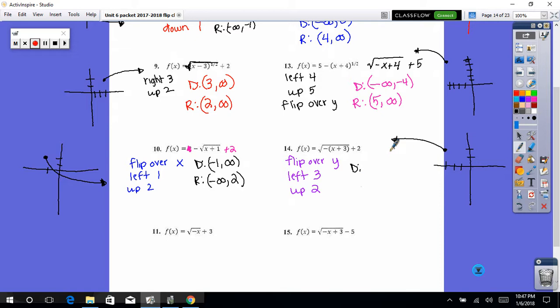That gives us a domain this time of going as far to the left as we possibly want, all the way to negative 3. In a range that never gets lower than positive 2 and goes on to infinity.